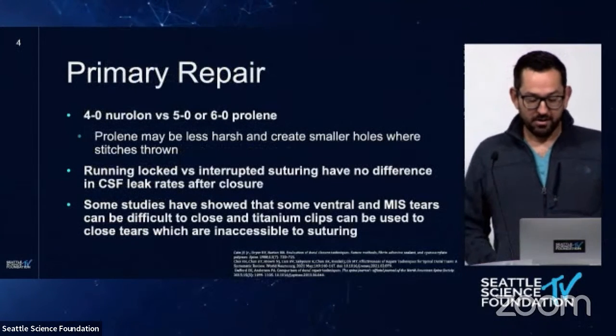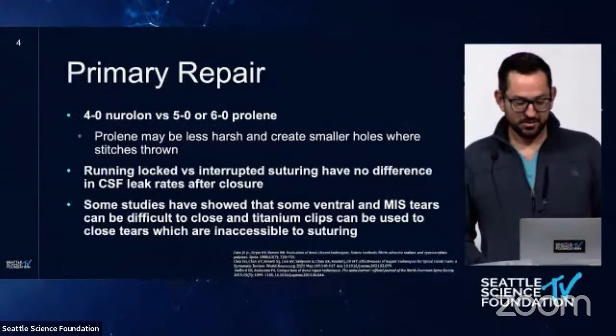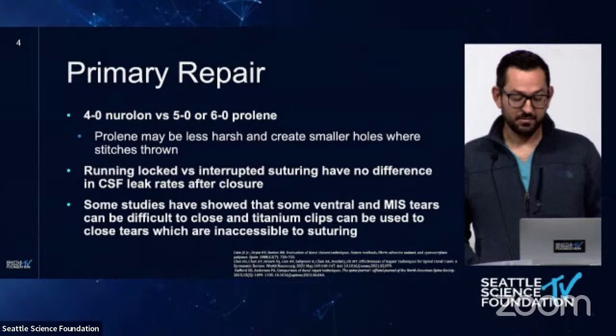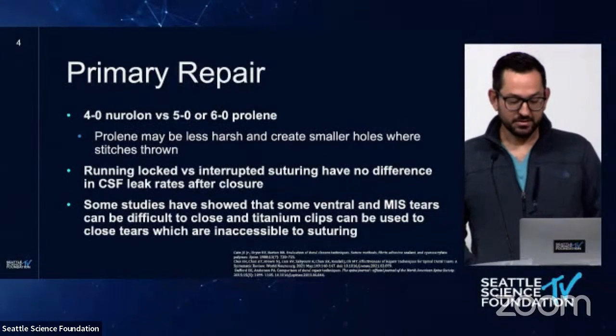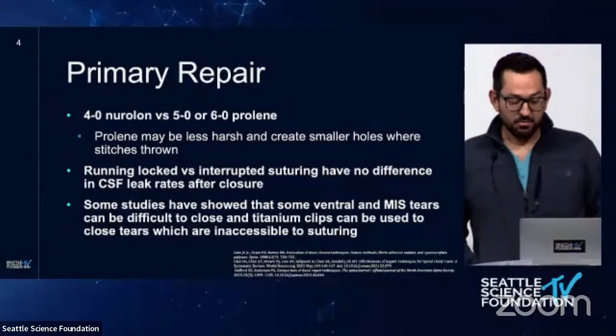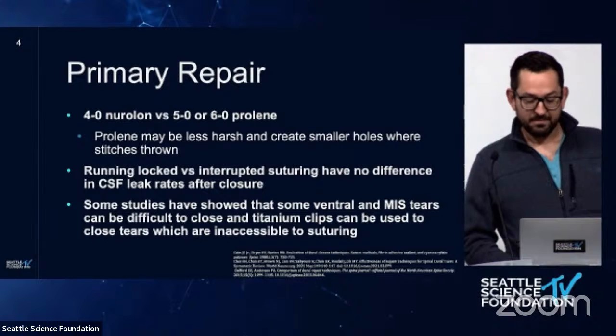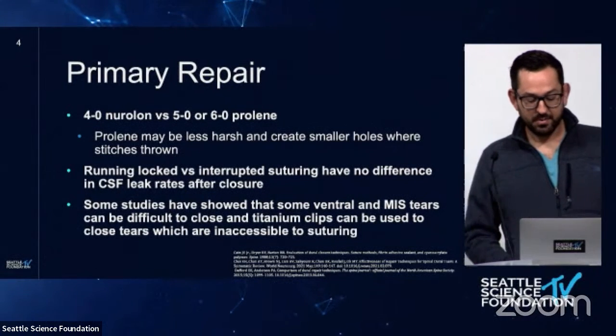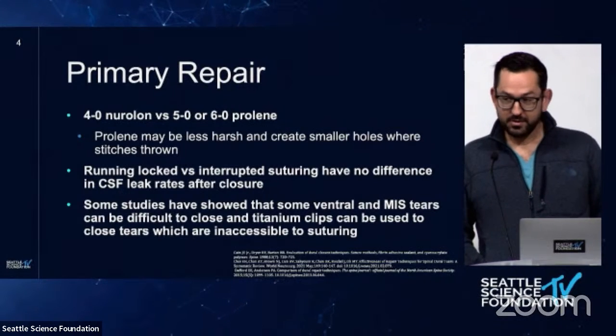So primary repair. What can you possibly use? 4-0 Nurolon is what I used a lot in residency. Here we use more prolines, and we started using more prolines back towards the end of my residency, which I think is actually a little softer, a little less harsh in the tissues. The Nurolon can be braided, and it can kind of tear and make larger openings when you throw a stitch, whereas prolines are a little smoother and less likely to tear open stitches and have leaks through where you actually have thrown your stitches.